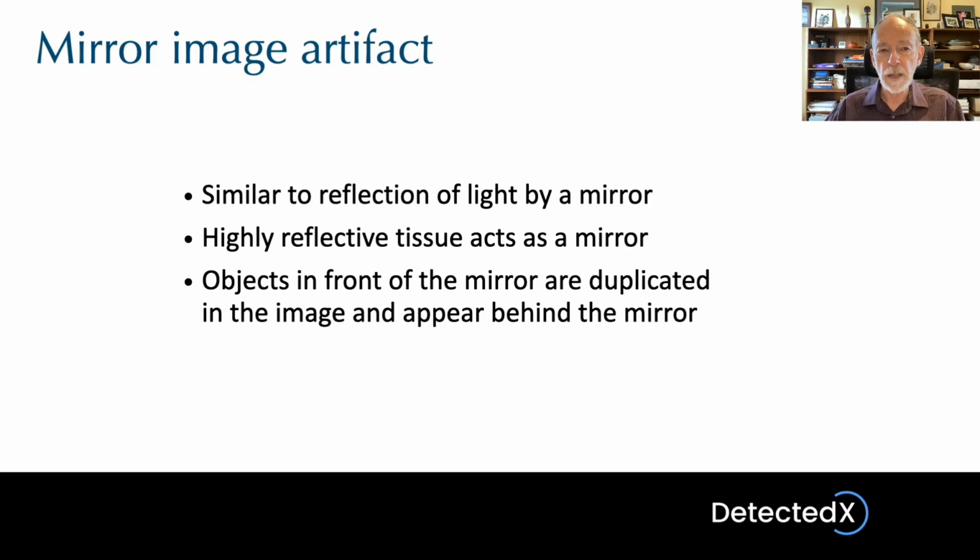The other major artifact in this group is the mirror image artifact. As the name suggests, this is essentially the same as when you are looking at something being reflected in a standard mirror. In the case of ultrasound, we have highly reflective tissues acting as a mirror, and then objects that are really in front of the mirror are going to be duplicated and appear to be behind the mirror.